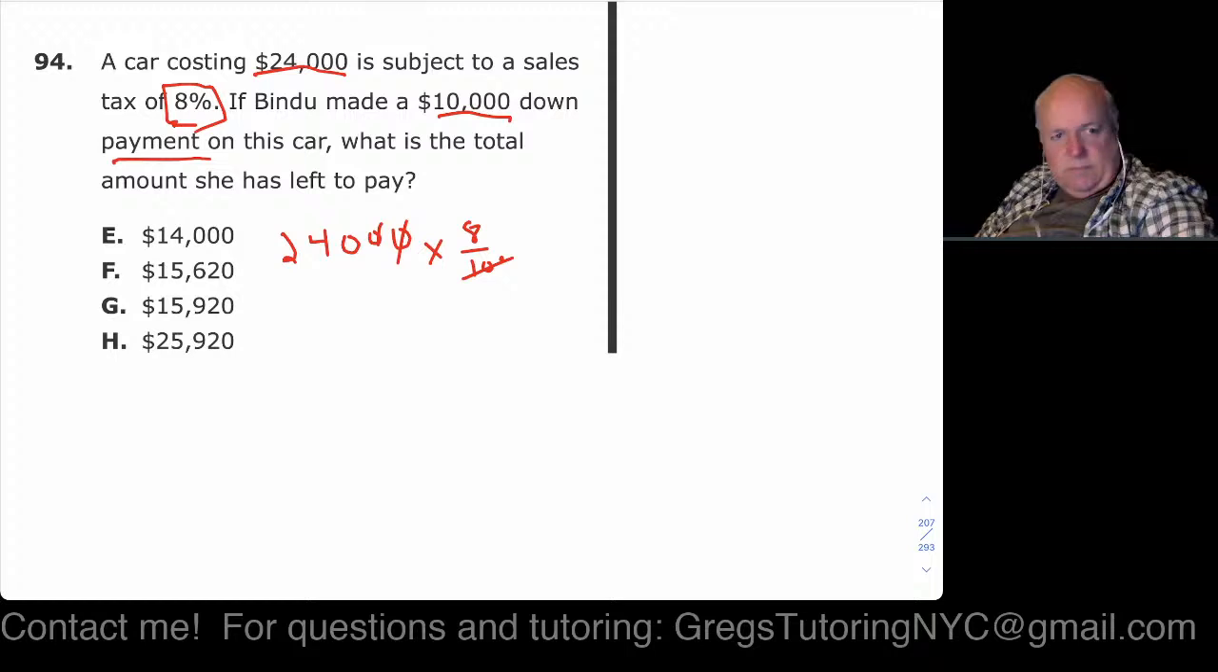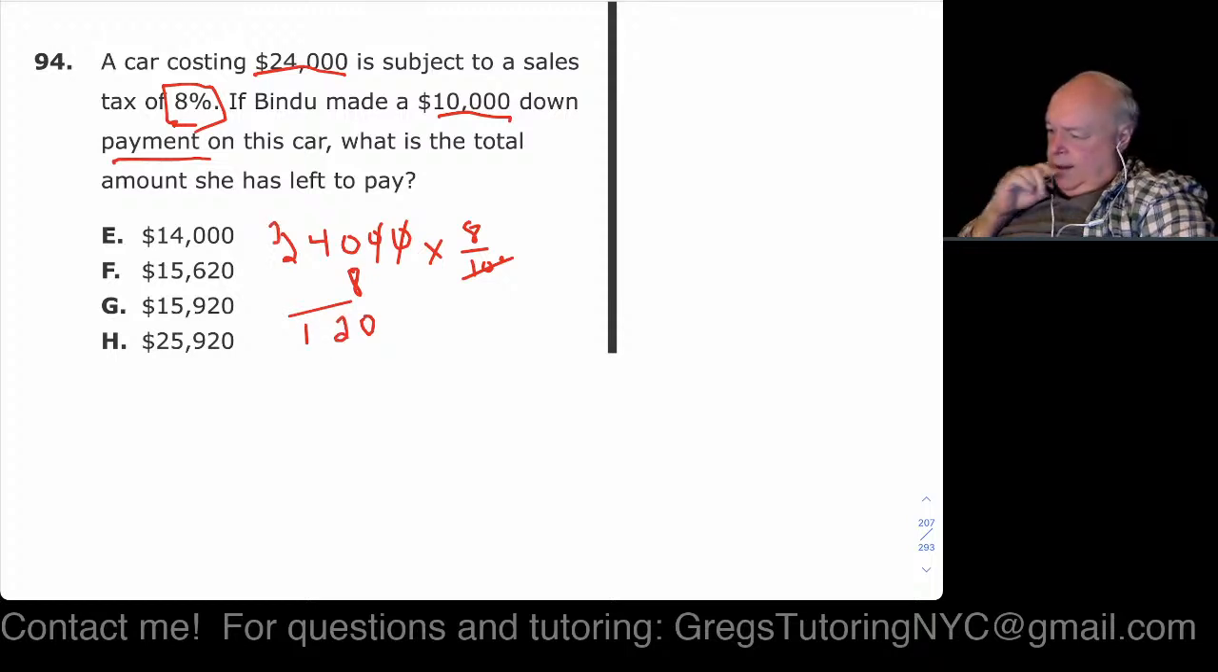All right. So then we have the 8 times the 240 basically at this point. So that's 0, that's 2, that's 3 here, 16, we get 1920. 1920 should be the tax. So that means that she paid the 24,000 plus the 1920 tax.